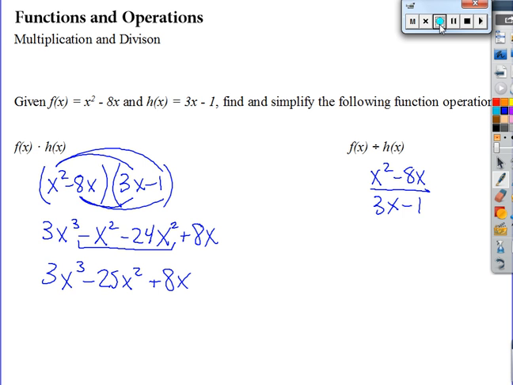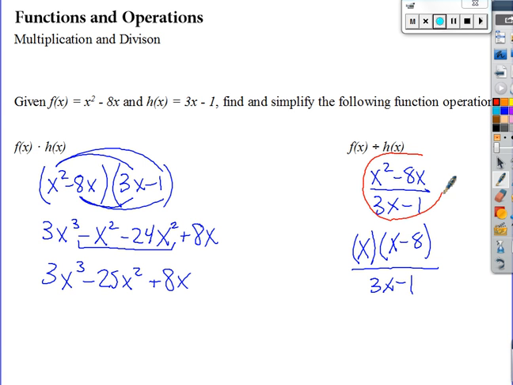So on top, I can factor an x out, which would leave me with an x minus 8. And then the 3x minus 1 is still on the bottom. And when I look at this, I have no entire groupings or terms that are the same. So therefore, nothing cancels. So the actual fraction that I had before is the best answer.